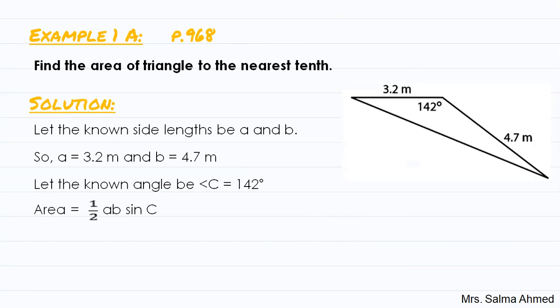Directly we are going to substitute in our formula. It will be half times 3.2 times 4.7 sine the included angle, which is 142. Use your calculator and round your answer to the nearest tenth. You'll find it's 4.6 meters squared.